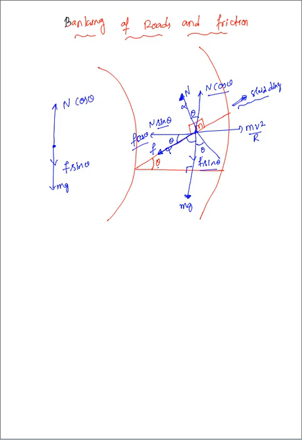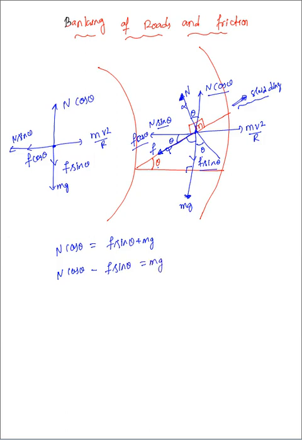Rightward what is acting? mv square by r. Left side what is acting? N sin theta plus F cos theta. All these are acting. So now, if the vehicle is balanced here, upward forces should be equal to downward forces. Therefore N cos theta equals F sin theta plus mg. Shifting F sin theta to this side, N cos theta minus F sin theta equals mg, we can write.